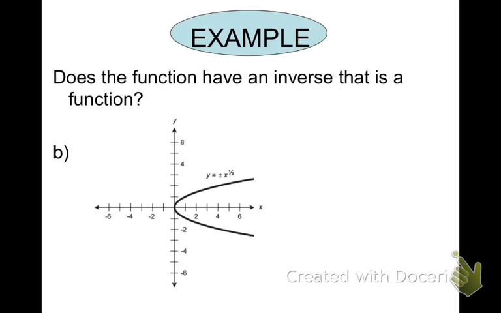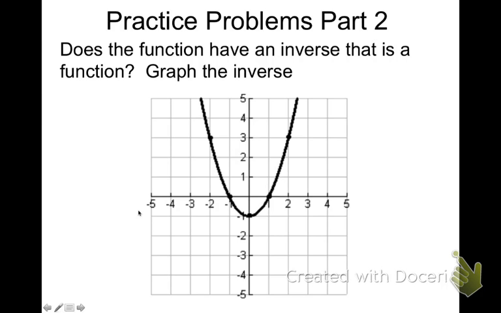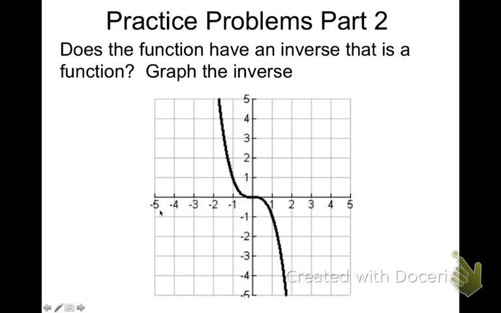Would the original graph be a function? No. Would its inverse be a function? Yes, because it would be up there like that. We already did that. Would this original graph be a function? Yes. Would its inverse be a function? No, because this little area right here would not pass.